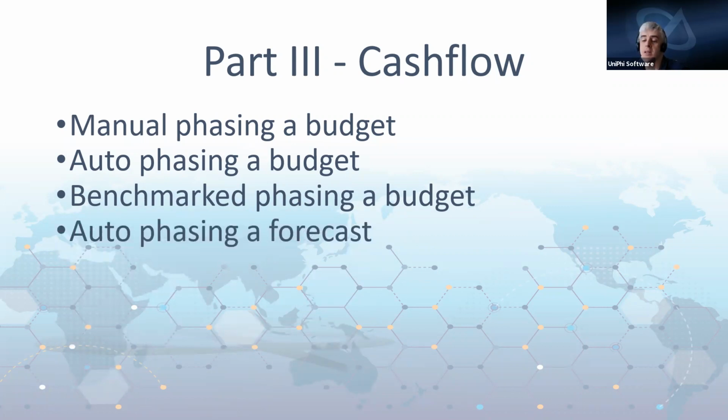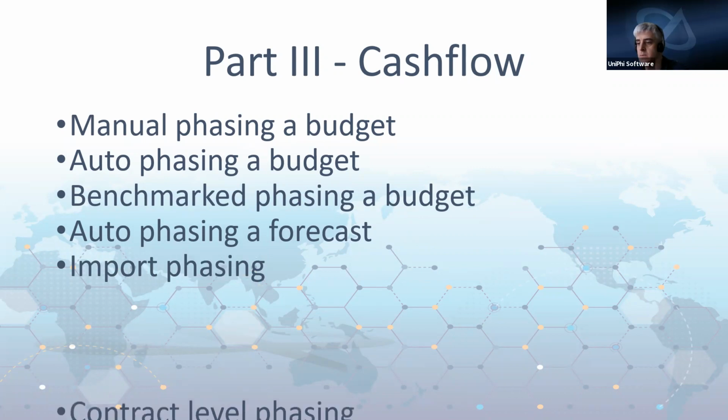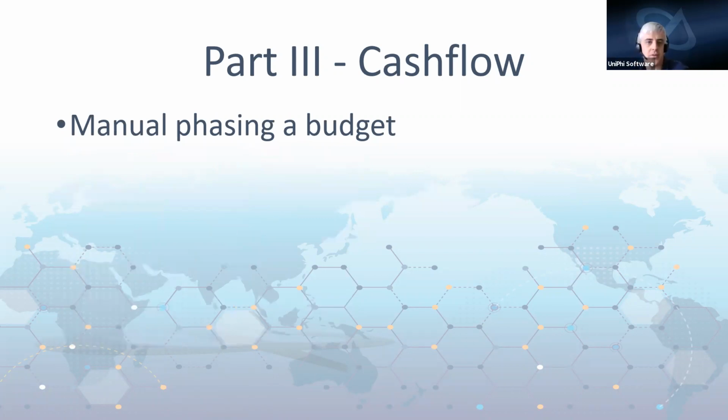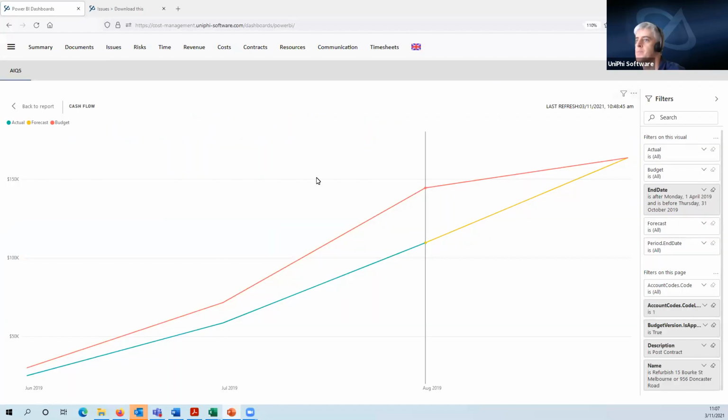Then we'll look at doing our forecast and auto phasing that. We'll import some phasing from Excel. And we'll take a look at contract level phasing as well. And then the PCG report that we did at the end of the last session, we will update that to include our cash flow data to round out everything. So let's start off by looking at manual phasing of our budget.